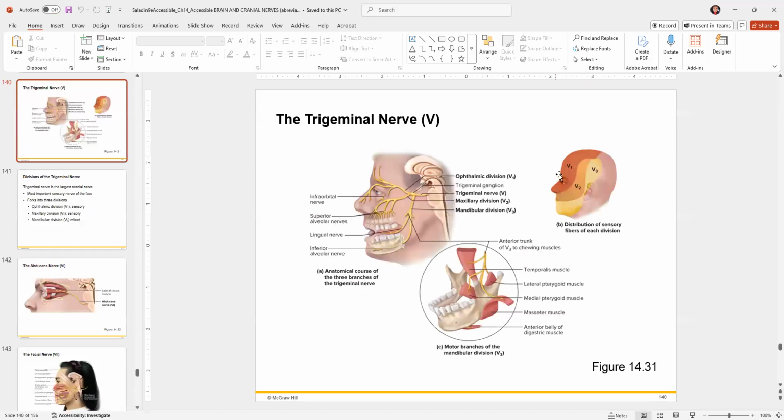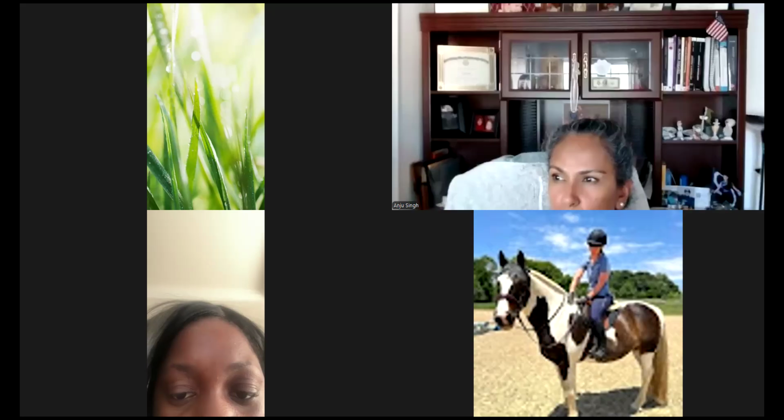Remember this? Aha. That's your ophthalmic division of your trigeminal nerve. Yes, I do. Let me screenshot. Okay. Got it. I'll be sure to re-go over this. Yes, I do remember this now.